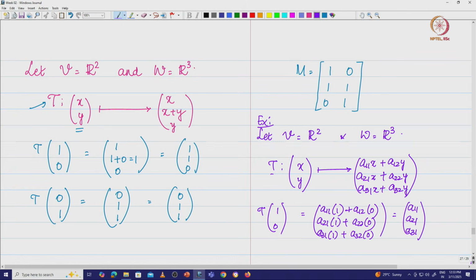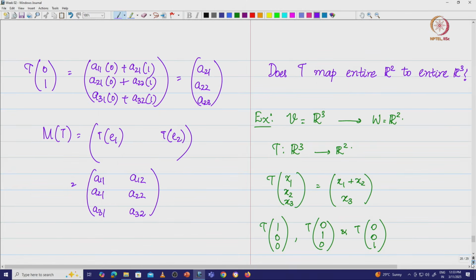In the next case we see a very interesting example. You have more information now in terms of R3, you have an extra dimension, and it is going to map to a vector space which has only 2 dimensions. That means the number of dimensions in the W vector space is 1 less than the dimension of the vector space V. So, you are basically moving from a higher dimensional vector space to a lower dimensional vector space.